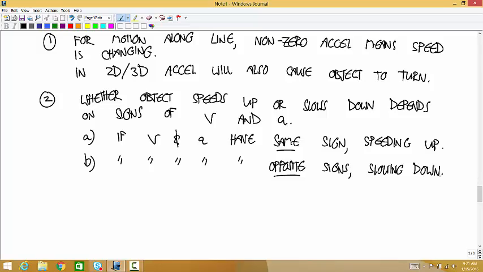What if you have negative velocity and negative acceleration? What's it doing? It's moving in the negative direction and speeding up. Yep. Okay.